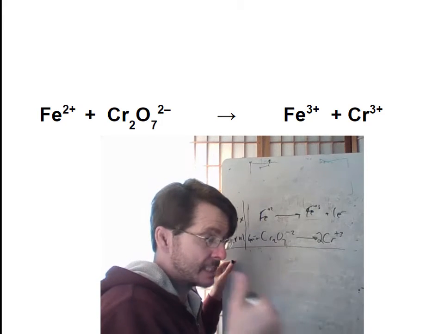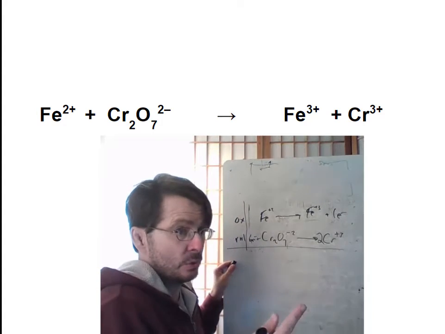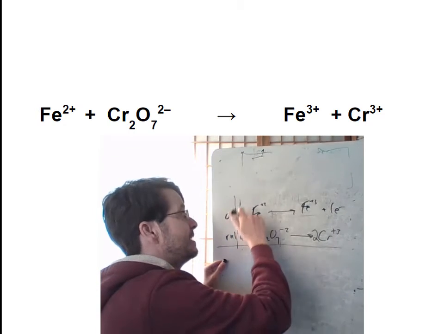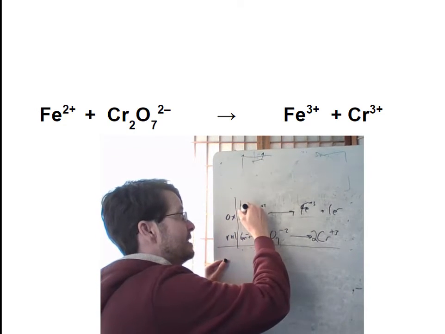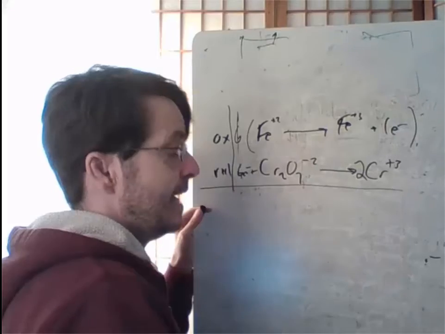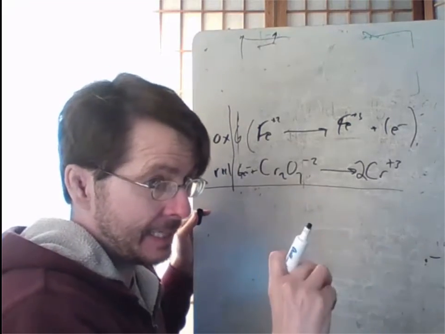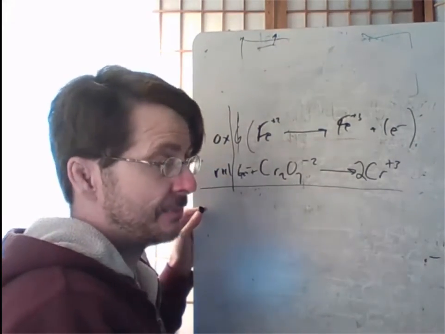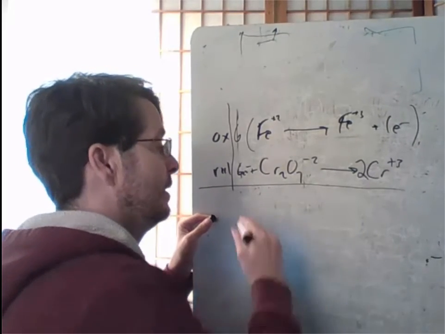So step 1, balance the element undergoing redox. Step 2, balance the electrons. There's 6 being transferred here. There has to be 6 here. So we'll multiply this entire thing by 6. And at this point, I like to combine the two. Your book may do it differently. You may see it done differently. I like to combine the two.